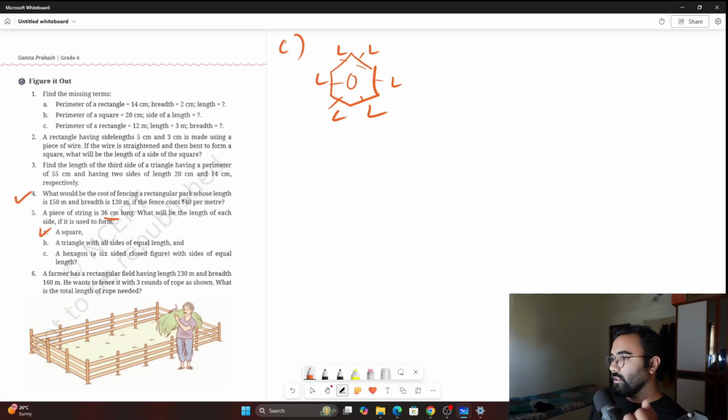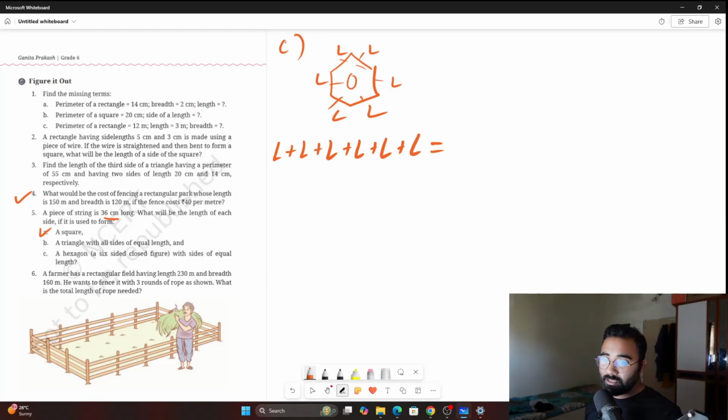Right now, there are 6 sides. All of them are equal, so I've named them as L. So I'll put an equality sign. On the left hand side I need to keep something, on the right hand side I need to keep something, and both of them must be equal in magnitude or must be equal in their value. So on the left hand side I'm keeping the perimeter, that is L plus L plus L plus L plus L plus L. 6 times L, so that should give me the perimeter of this hexagon.